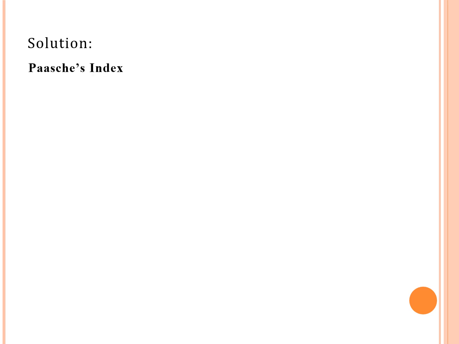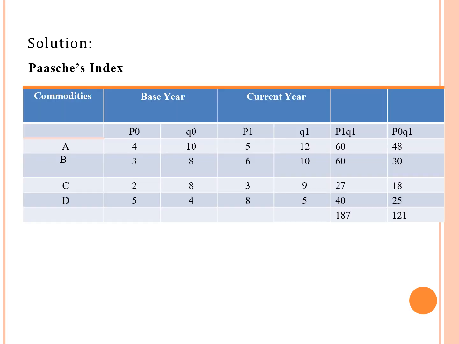Solution for Paasche's index number. In that case, again, year 2002 is the base year and year 2007 is the current year. So here the price in the base year is denoted by P0 and quantity is denoted by Q0. Same thing, the price in the current year is denoted by P1 and quantity is Q1. And the formula for Paasche's index number is summation P1 Q1 upon summation P0 Q1 into 100.